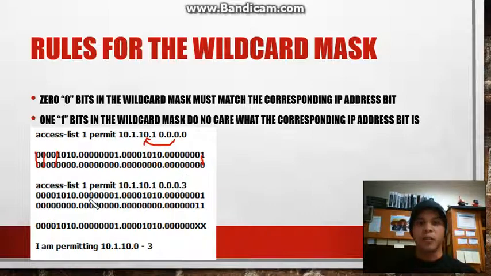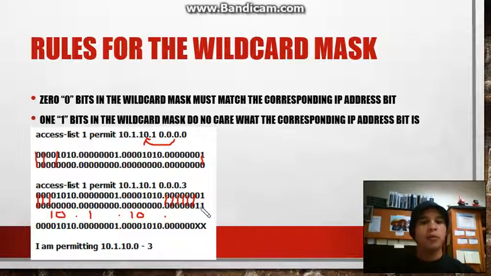So that's what the zeros mean. Let's take a look at another example. We've got access list 1 permit 10.1.10.1 with a 0.0.0.3. Let's break that down into bits. All zeros must match, so we are going to allow 10 in the first octet, all zeros in the second octet, so that means 1, and all zeros in the third octet, so that means 10 again. But now we see some ones in the wildcard mask. These bits have to stay the same because they're all zeros.